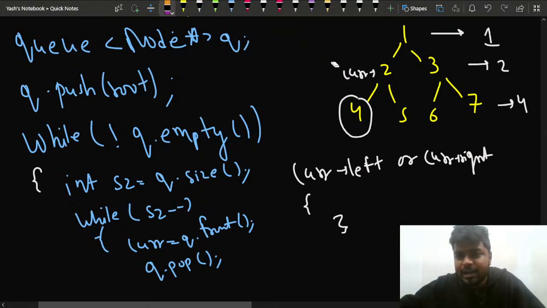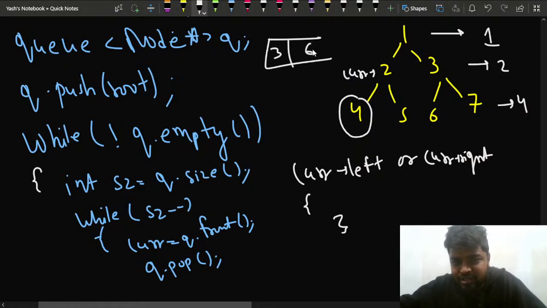Now next up, what will happen? In my queue, I will have 3 next, right? So for 3, I'll push 6 and 7. So 6 and 7 would be there in my queue, and I know that 6 and 7 are my answer.